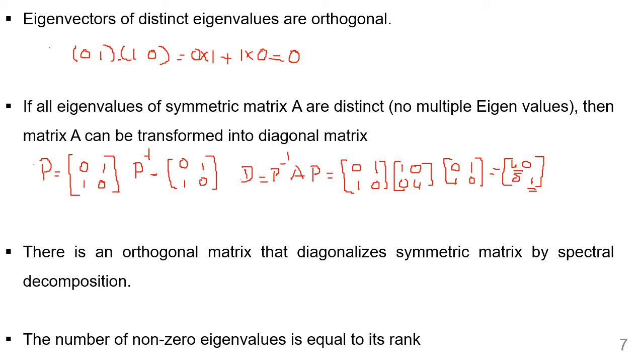T is the matrix. And next one is the number of non-zero eigenvalues is equal to its rank. So we know that when you consider this A matrix, its rank is equal to 2, and rank R is equal to 2. And you know that the number of eigenvalues is also equal to 2. So therefore, the number of non-zero eigenvalues is always equal to its rank.